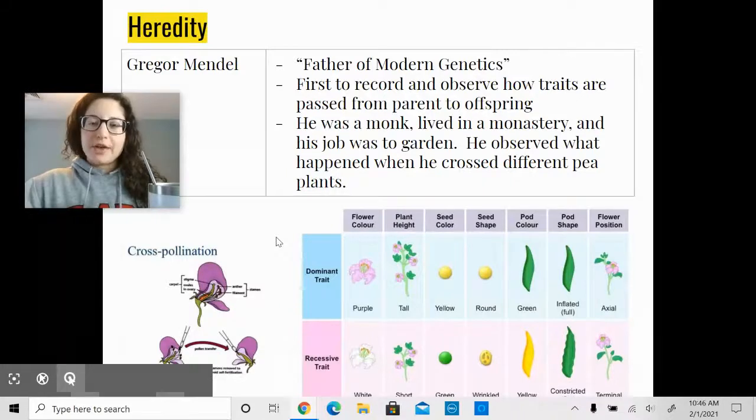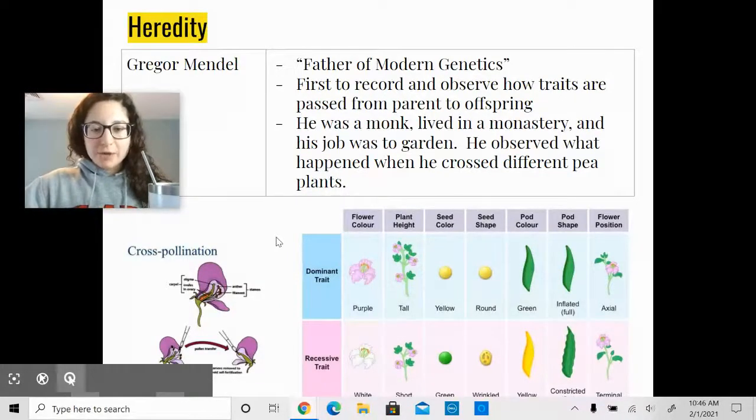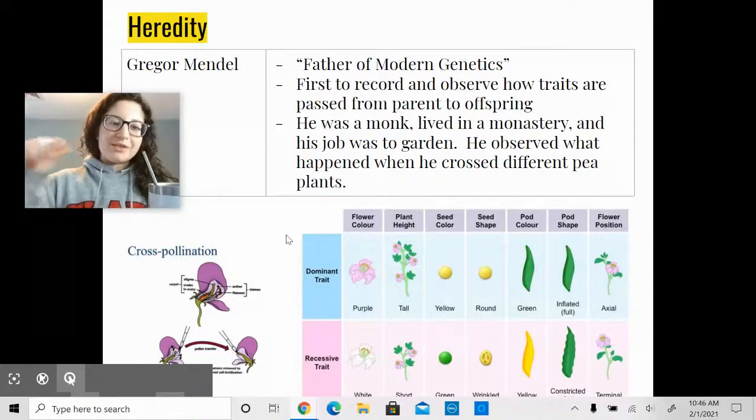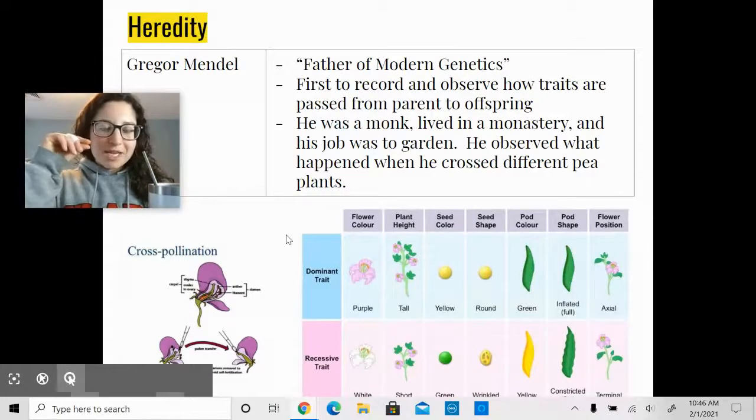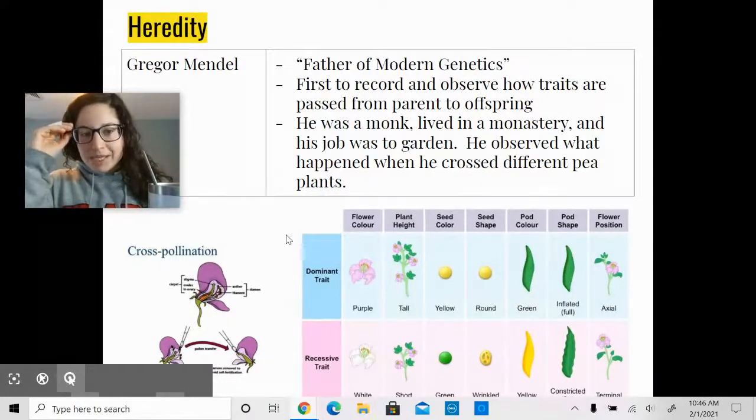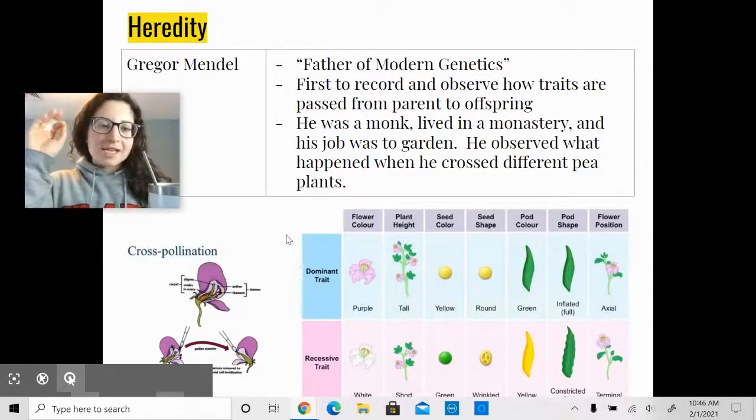But he was able to observe how traits are passed from parent to offspring using plants, and specifically pea plants. So if you go to the grocery store and you see those little snap peas or snow peas, and you can buy them and eat them as a snack, or even green beans type of thing, we're talking about that type of plant.